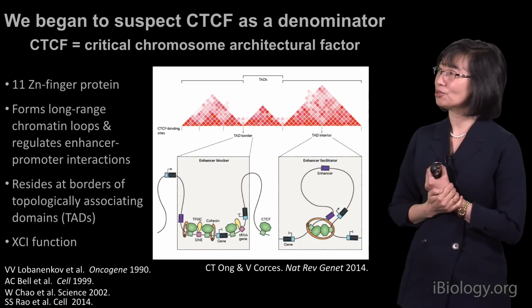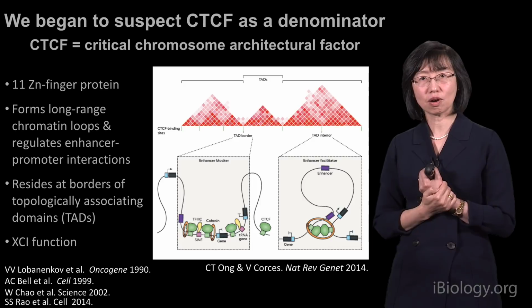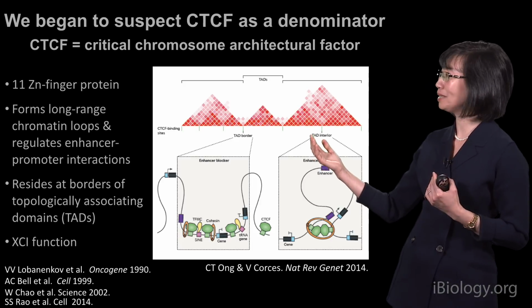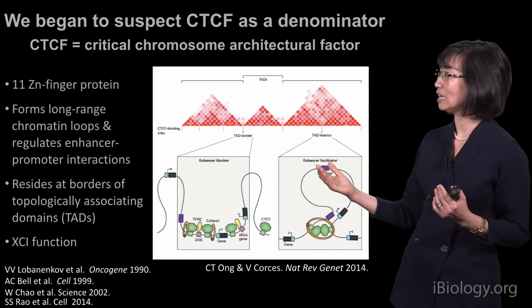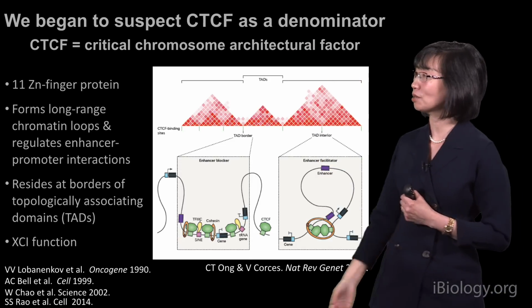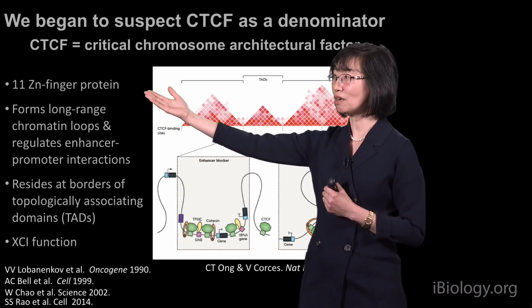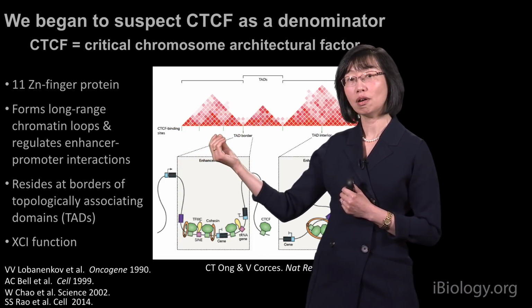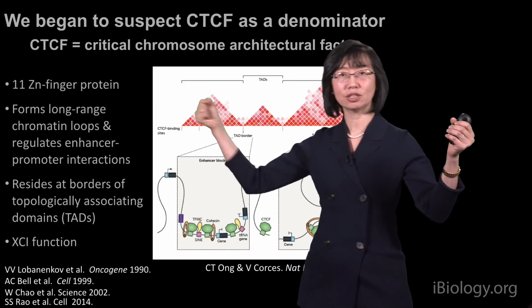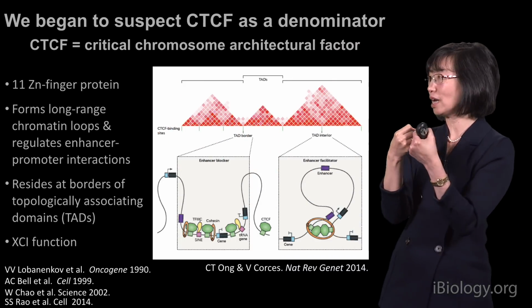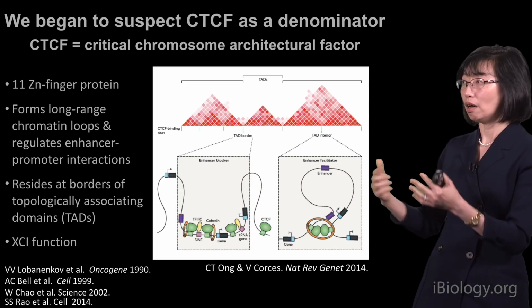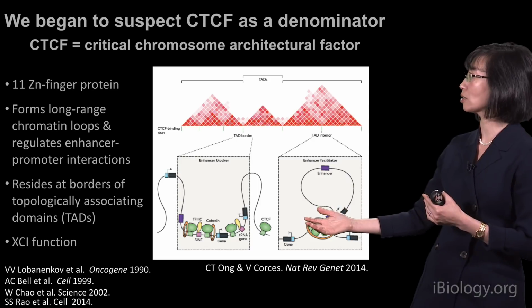Now here we began to suspect a protein called CTCF. Now CTCF is a very famous protein because it does a lot of different things. It has been shown to be a critical chromosome architectural factor. It was first identified by Victor Lobanenkov as an 11-zinc finger transcription factor that can take two distant genetic elements and bring them together to form a loop, as shown here, and can regulate enhancer-promoter interactions.